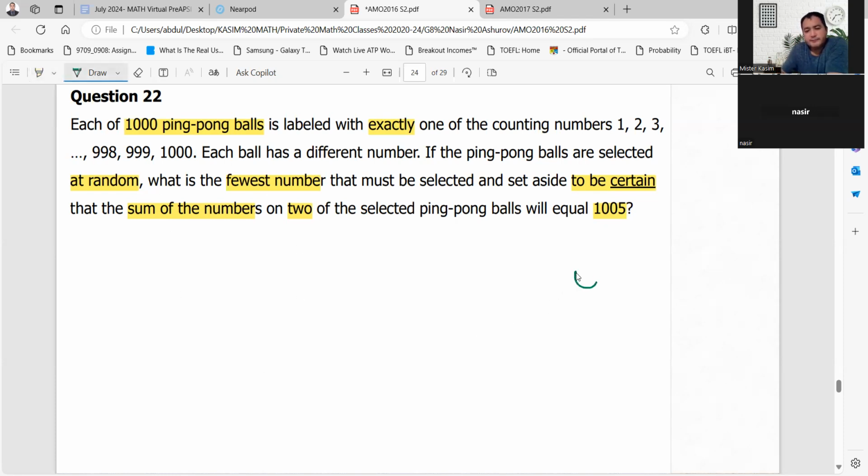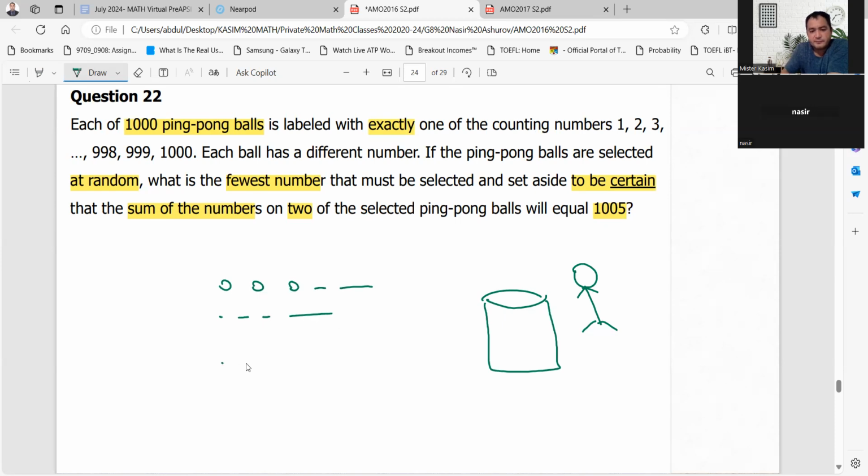You're standing here, and now you have a kind of bag, okay? So now we have a lot of balls here, right? How many? 1000. Okay. Now the question is saying that the ping pong balls are selected at random, just for the selecting, right? Now, what is the fewest number that must be selected and set aside to be certain?